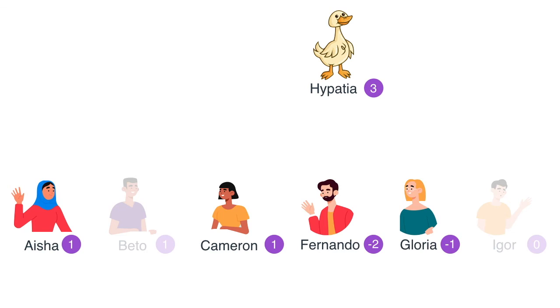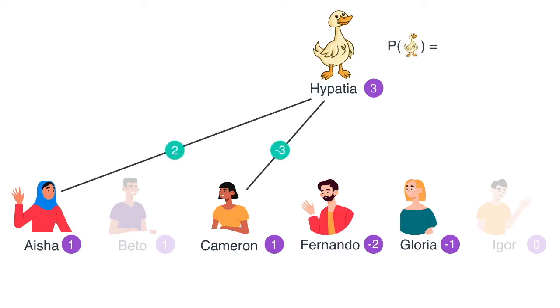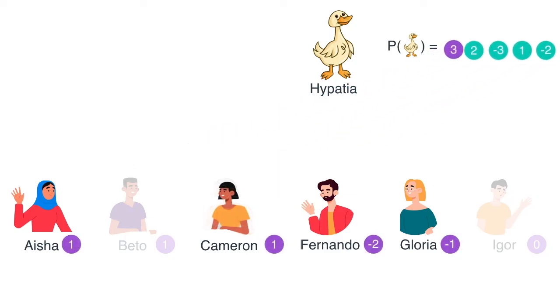And now let's look at the scores of the edges. So let's say that for Aisha it's a 2, Cameron's a -3, Fernando's a 1, and Gloria's a -2. So Aisha and Fernando like ducks, and Cameron and Gloria don't. And now to calculate the probability that the duck Hypatia showed up, all we need is the weight of Hypatia and the weight of the edges connected to her. We don't even need the weights of the humans that are connected to her. So it's the sum of these numbers over here. And these numbers add to 1.